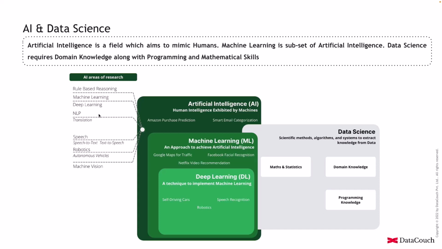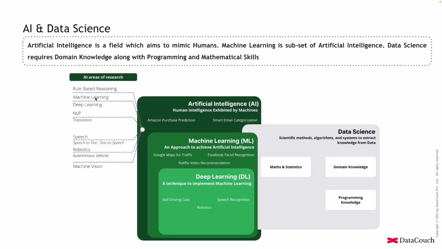So artificial intelligence is like mimicking human beings. Within artificial intelligence, there are many areas. The artificial intelligence based system, which is based on rule based reasoning, is using those rules and deducing new rules and inferring results from those rules. So this is one way of performing artificial intelligence.